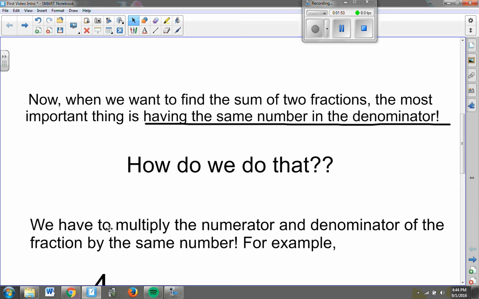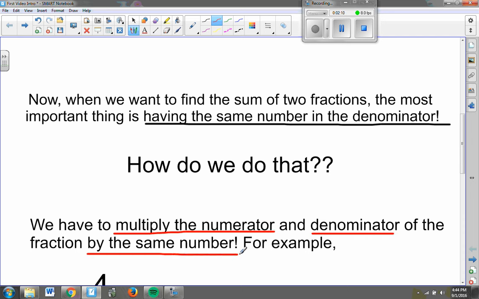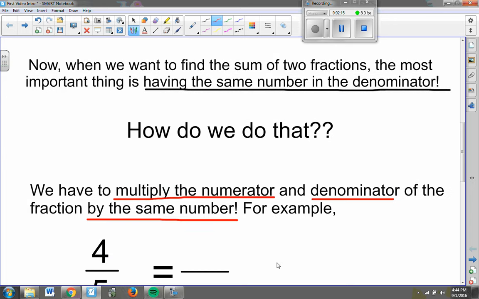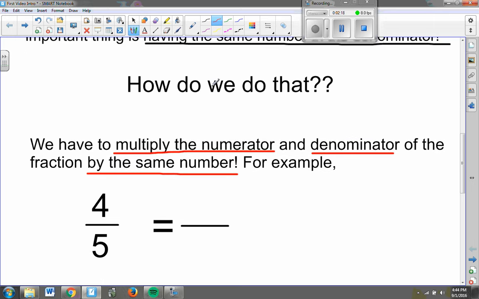Well, we have to multiply the numerator and denominator of the fraction by the same number to change that fraction. Okay, we want to multiply the numerator and denominator by the same number so that we can change the numbers that are in the fraction, and we can deal with then getting those denominators to be the same. So for example, if I have 4/5, 4 over 5 as a fraction, a 4 in the numerator and a 5 in the denominator, it's perfectly okay if I want to times the top and bottom number by 2.